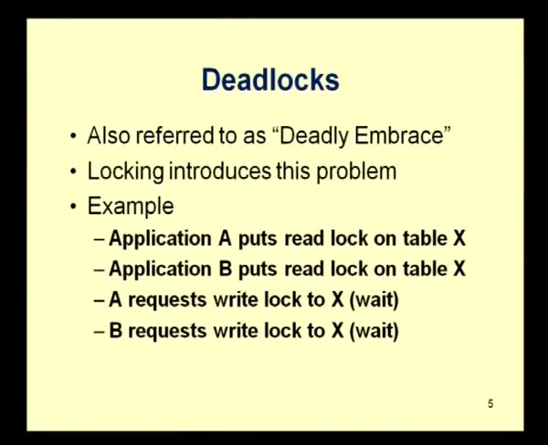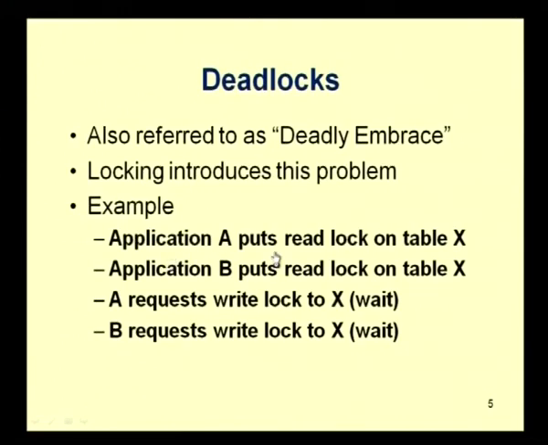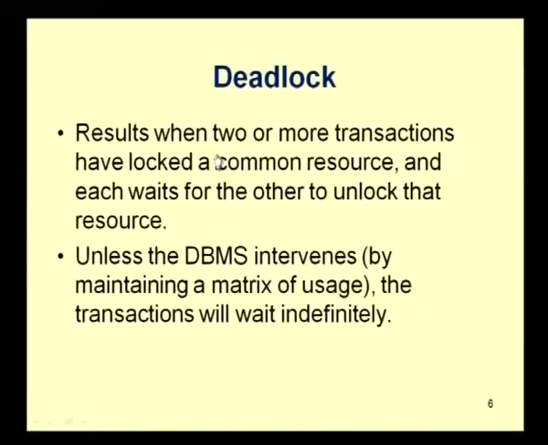This deadlock is also known as deadly embrace, and the locking which we did to ensure concurrency is the same locking that is introducing this problem of deadlock. So, application A puts a read lock on table x, application B puts a read lock on table x. Now, A requests a write lock on x, has to wait, B requests a write lock on x, has to wait. So, these two are waiting for an event that is not going to occur, and that is why it is called deadlock. This happens when two or more transactions have locked a common resource and each waits for the other to unlock that resource. Unless the DBMS, that is the database management system, intervenes by maintaining a matrix of usage, this transaction will continue to wait indefinitely.